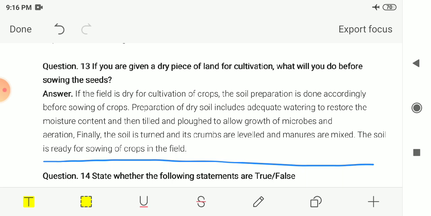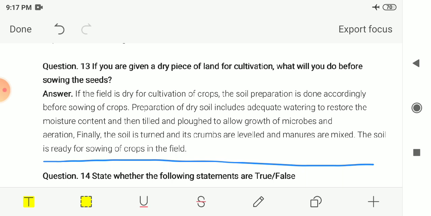In that, preparation of dry soil includes adequate watering to restore the moisture content, and then till and plough to allow growth of microbes and aeration. So first you have to water the soil, because the soil is dry, to restore the moisture content. And then after, tilling and ploughing, which allows the growth of microbes. After this tilling and ploughing, microbes can grow easily in that soil.